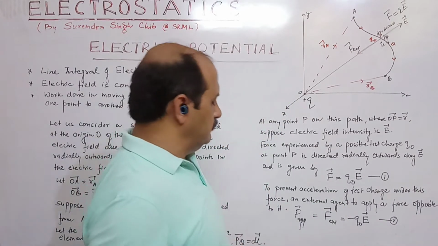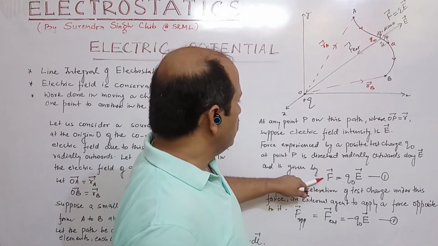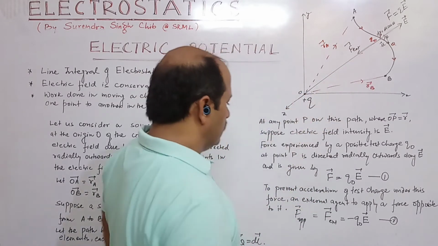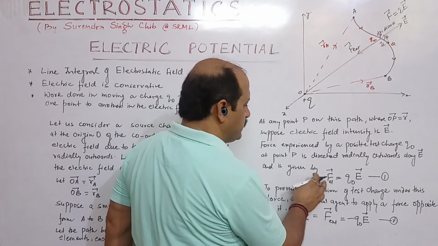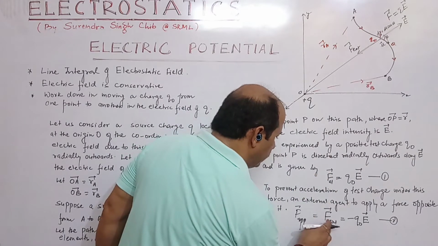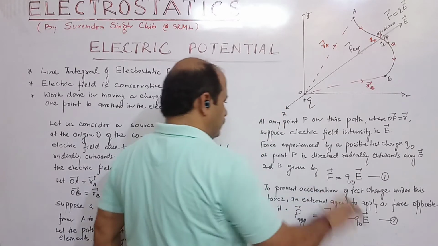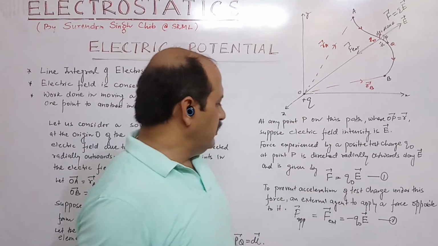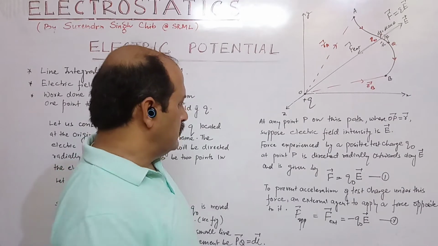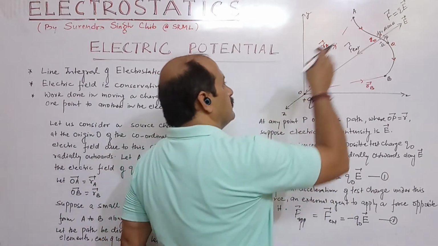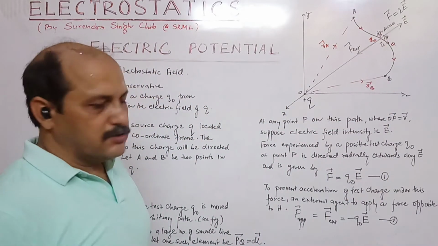What is external force? External force is equal and opposite to the force experienced by this charge because of the electric field. Sometimes we can write here EL. EL stands for the force experienced by the electric field. And here we can write EF, external force because of the external source. But I am writing like this. This is the force produced because of the electric field, and this is the force provided by the external agency, just to neutralize this, so that the charge can be moved from P to Q without acceleration.